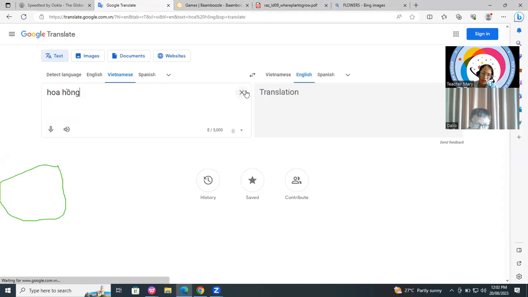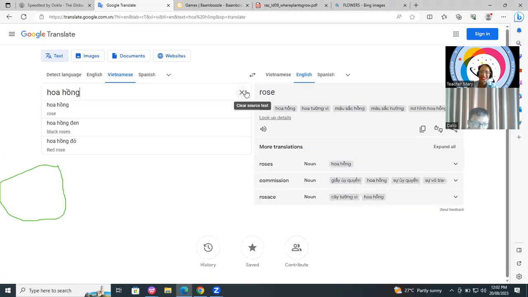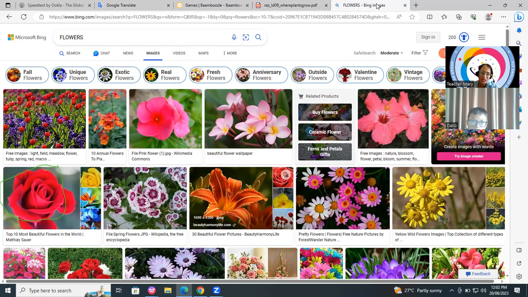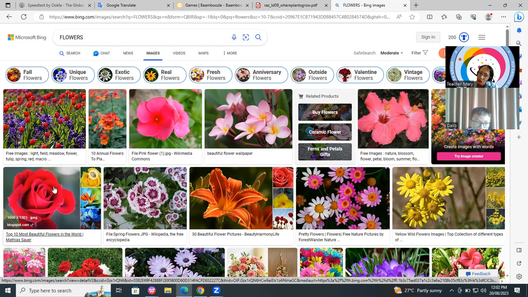Wohong is rose. Okay, very good. All right. This is a rose. What is this again? Rose. Can you say rose? Rose. Okay, how about this flower? What is this? I don't know. Okay, gumamela. Gumamela. Okay, which flower do you want?